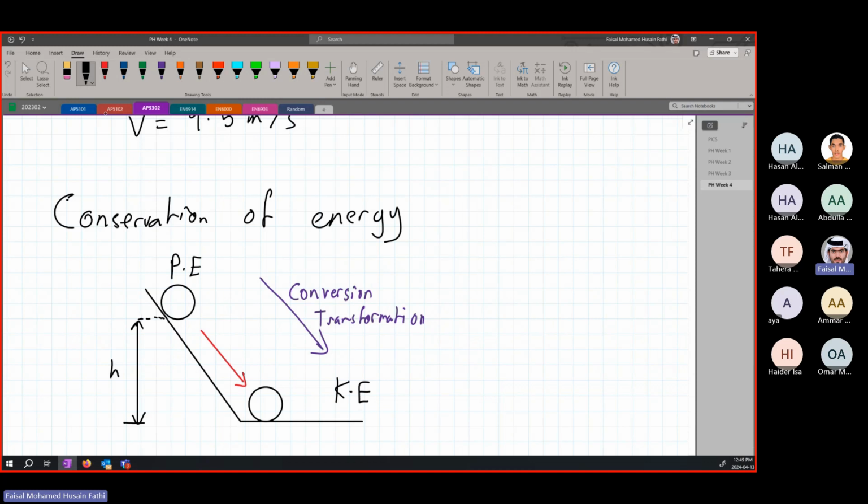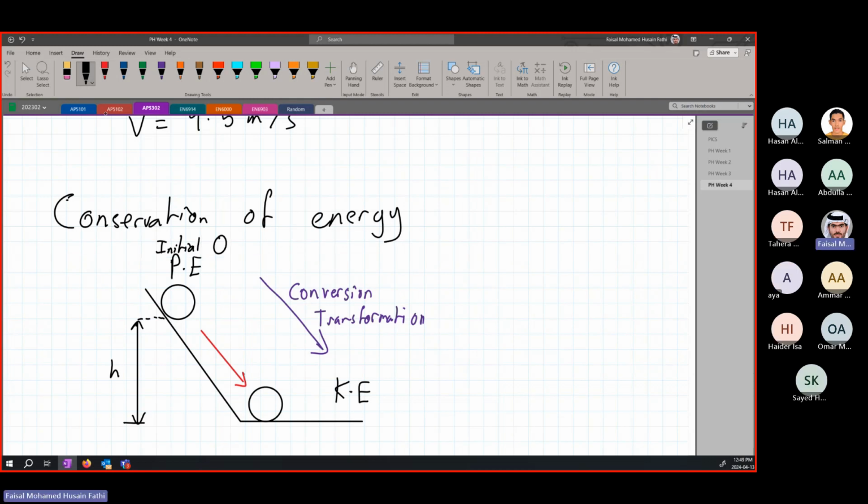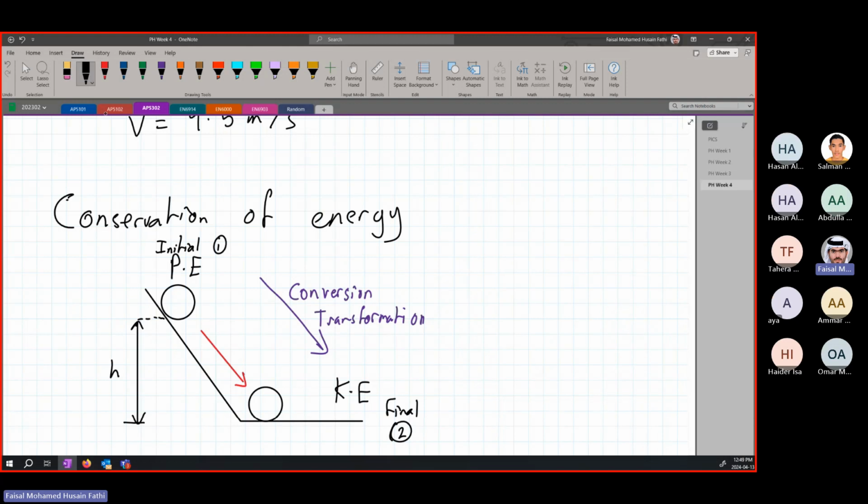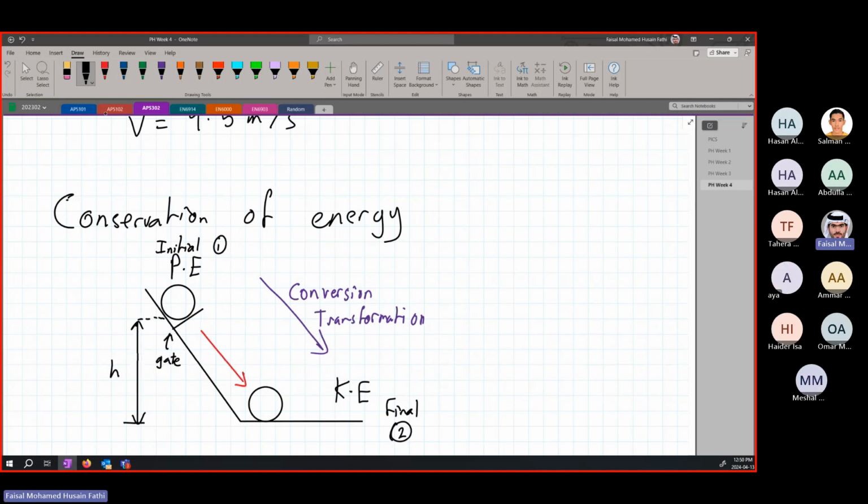All right? So initial phase, or we'll call it phase 1. And then the final phase, we'll call it phase 2. If you notice at the very beginning, it was at rest. So for example, someone was holding it in place, and then no one was moving the ball. Or there was, for example, a gate over here that was holding it in place. And then the gate suddenly opened. All right? So this is a gate. And then suddenly this gate was opened. Okay?